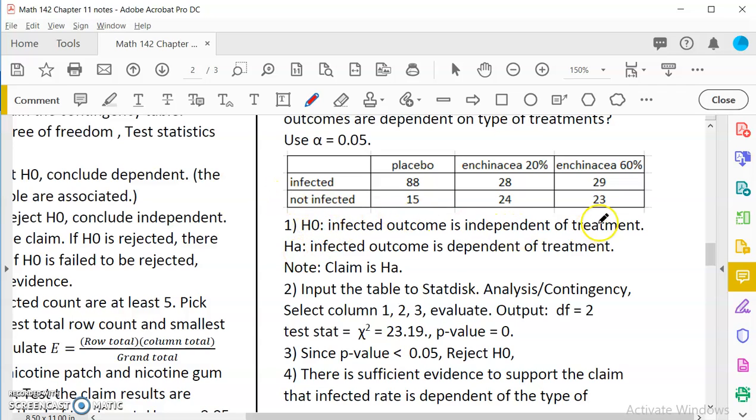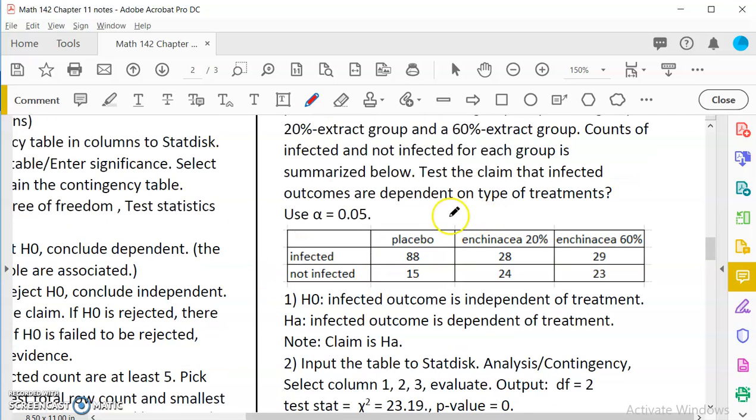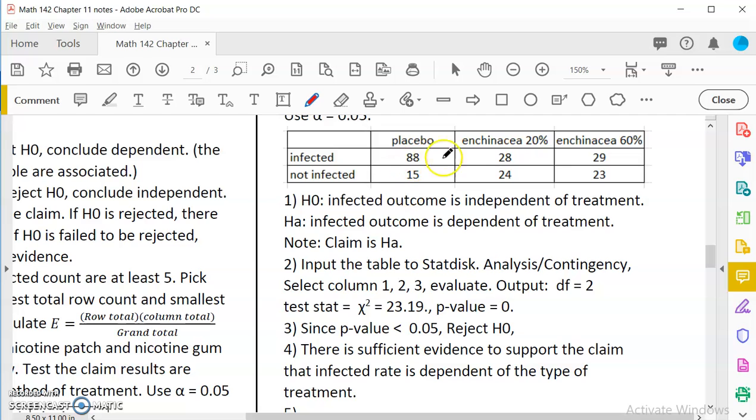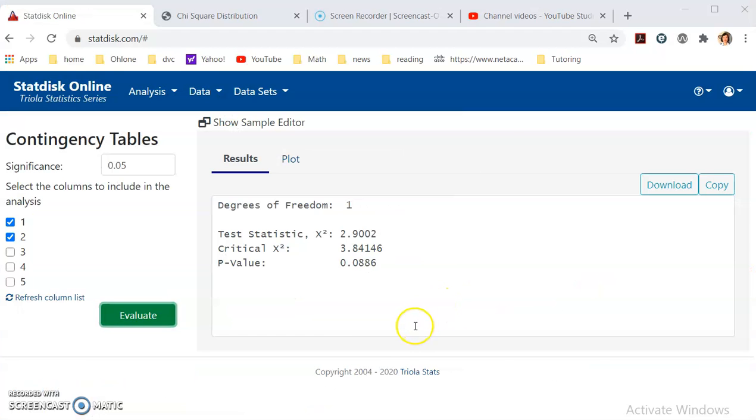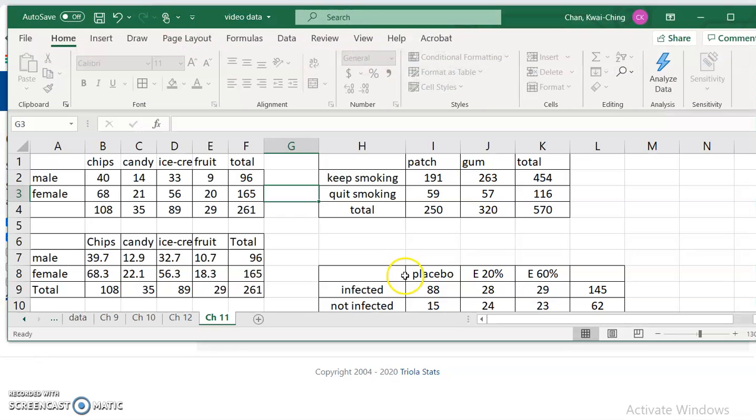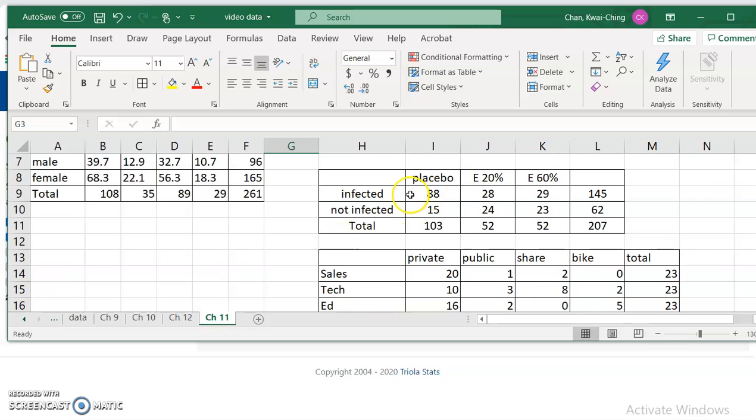H0 is independence: the infected outcome is independent of the treatment. And the alternative is they are dependent on the treatment. If you go to placebo, you might not be protected, right? And you notice that the claim is actually HA. Your claim is that it depends on the treatments. So we input it into StatCrunch. I think I have it typed up here. Affected. Yeah, this one.